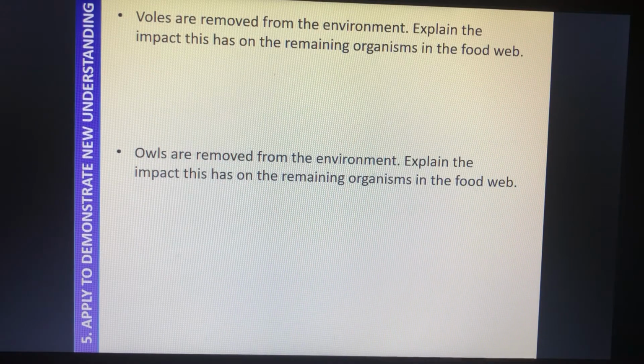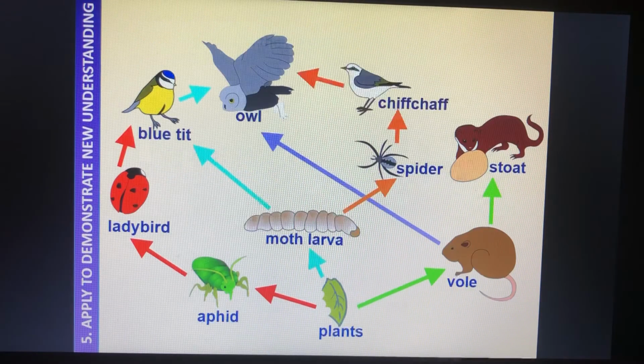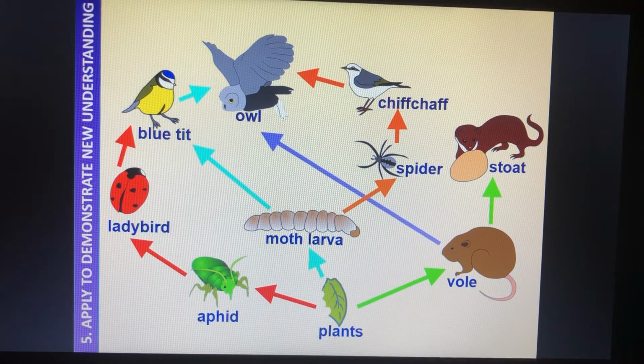Okay, let's think about that food web we had there. Voles are removed from the environment. Explain the impact this has on the remaining organisms in the food web. So if voles are removed, let's have a look. So if voles are removed, what impact will there be? Have a go at doing this. Think it through. You might not write anything for this one, but just think it through. Pause if you want any extra thoughts.